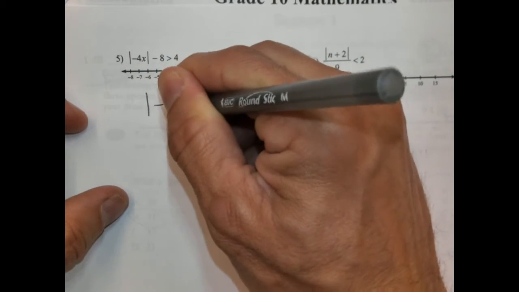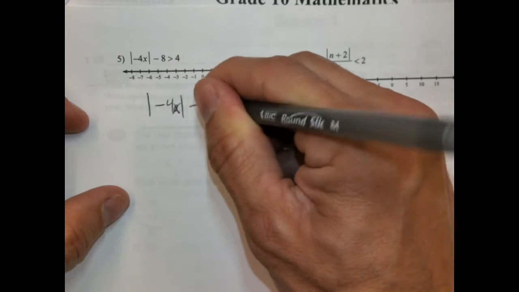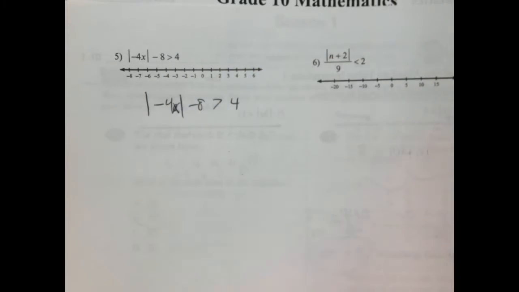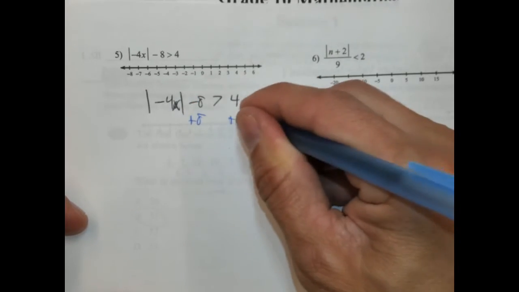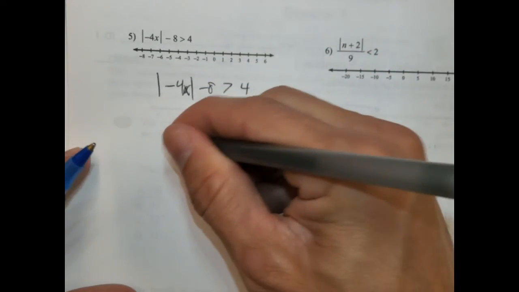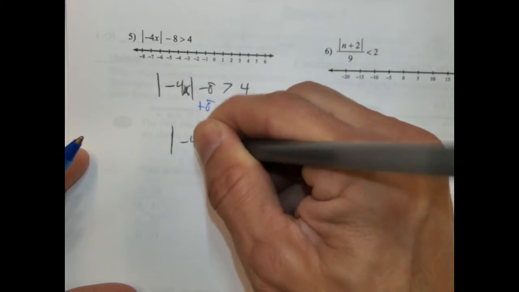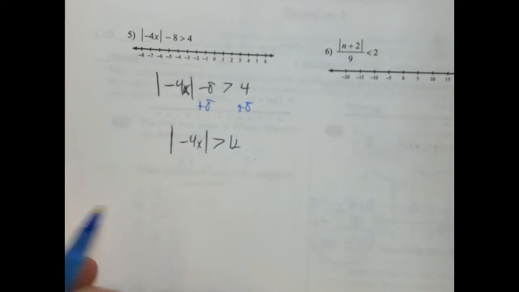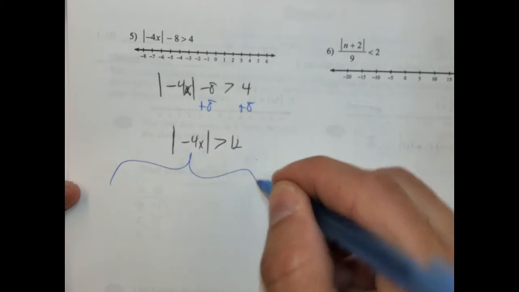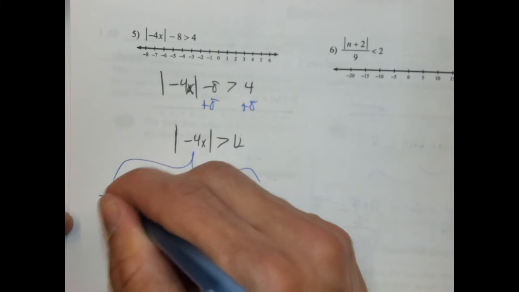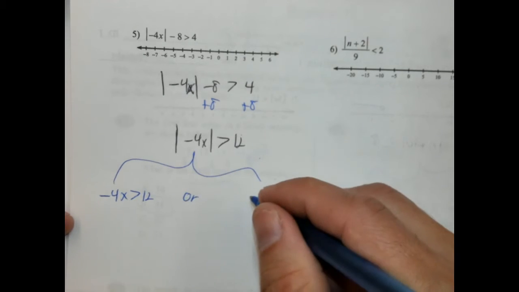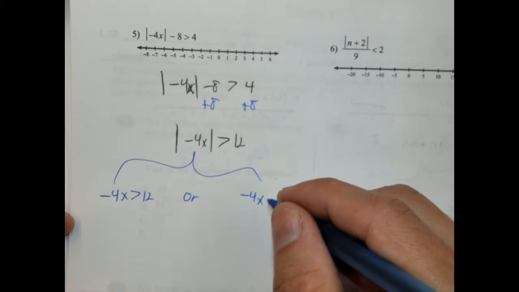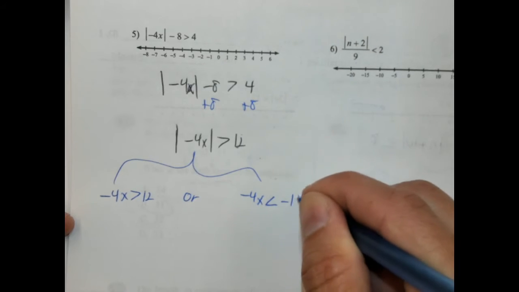So here you'll notice the absolute value is not isolated, which is fine. We just have to do a little bit of work beforehand. So we have to get the absolute value by itself before we split it and rewrite it. So we're going to add 8 to both sides. So we have the absolute value of negative 4x is greater than 12. And now we split this and rewrite this. Negative 4x is going to be an OR statement. It's greater than 12. Or negative 4x is less than negative 12.